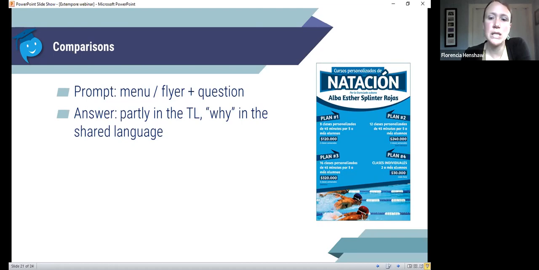And so the students can then answer partly in the target language, maybe the why in the shared language. And it doesn't have to be a question. Perhaps it's like a true false, right? And so you can ask them something like, Plan 1 includes more classes than Plan 4. And then they have to say yes, no, why, potentially corrected if it's a false statement.